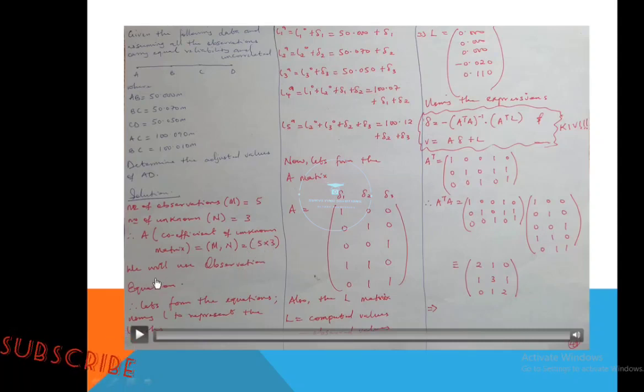Now, we will use the observation equation as we said earlier. Let's form the observation equation using L to represent the length, which means anywhere you see L, we are talking about the length of AB, BC, CD, AC, or BD. So the length adjusted.